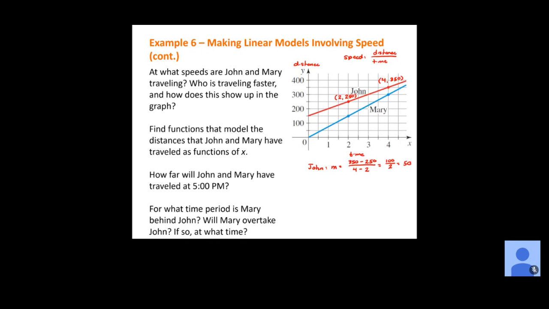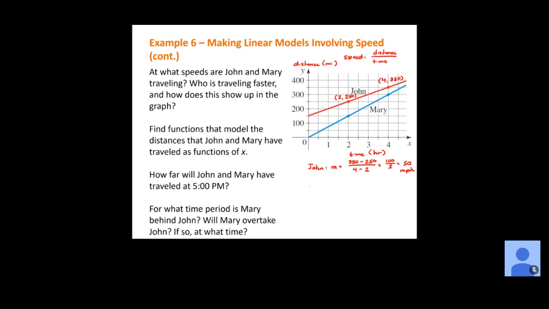Now, we need to keep in mind what our units are. If you recall, these times down here represent hours, because 0 is noon, 1 would be 1 p.m., 2 would be 2 p.m., and so on. So this is a time measured in hours. And our distance up here, from the last slide, they told us was measured in miles. So that 50 we get is a distance per time, in this case miles per hour. And so John's speed is 50 miles per hour.